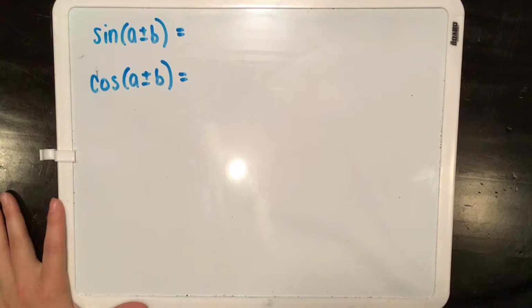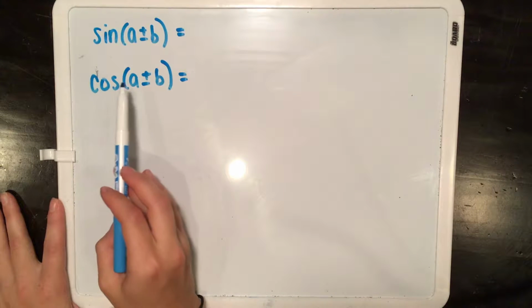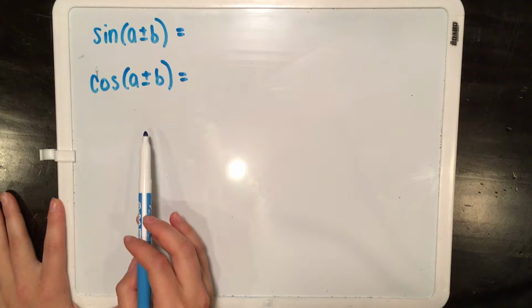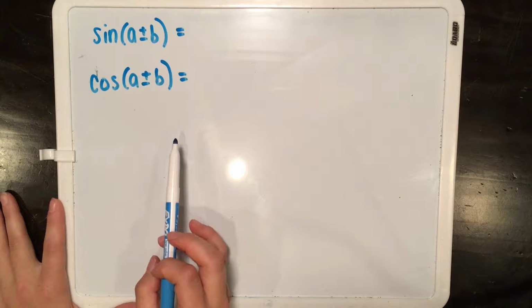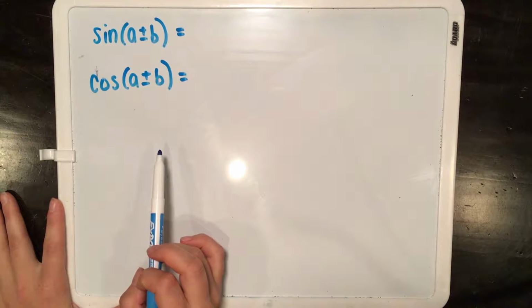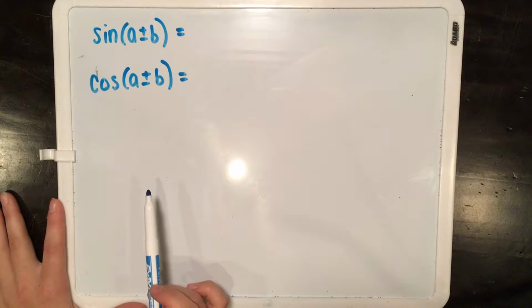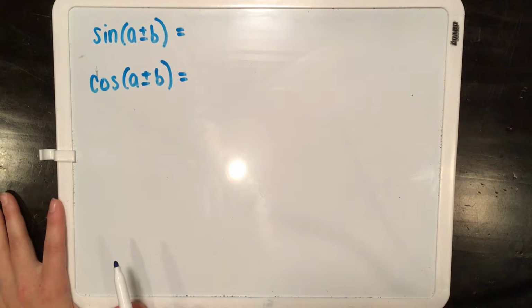The sum and difference formulas tell us what the sine and cosine of two angles added or subtracted together will equal. They have their own formulas because there are certain scenarios where we know the sine and cosine of each individual component, but we don't know the sine or cosine of the sum.